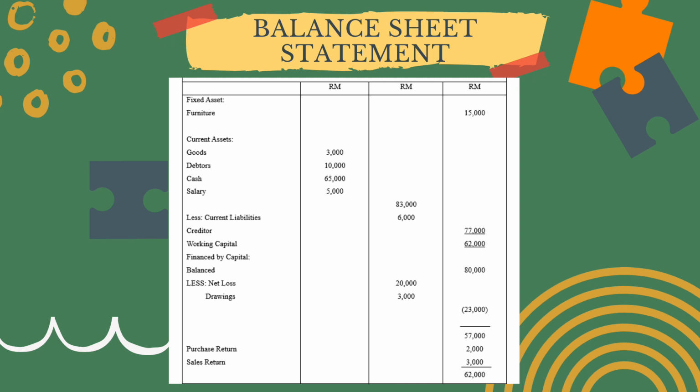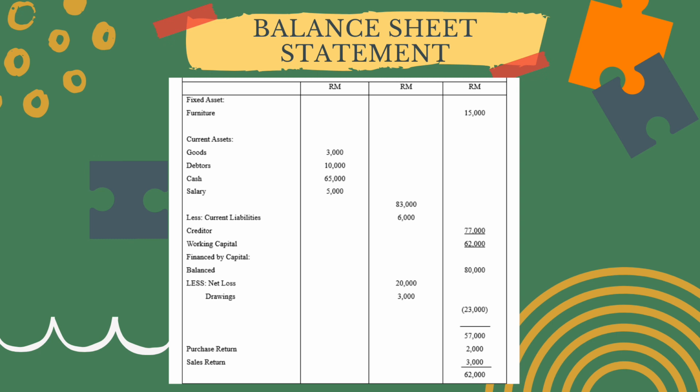Now I will talk about the balance sheet statement. In the balance sheet, the total fixed asset for furniture is RM 15,000 ringgit. Next, current asset for goods is RM 3,000 ringgit. Debtors 10,000 ringgit, and current asset for cash is 65,000 ringgit. Meanwhile, cash RM 5,000 ringgit.